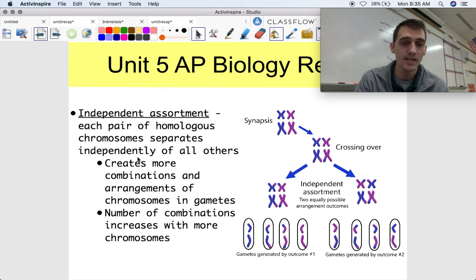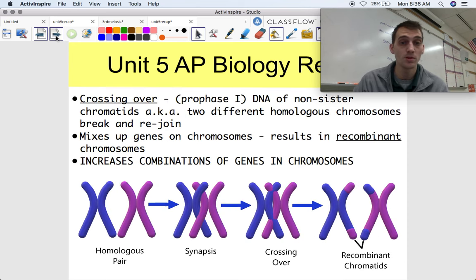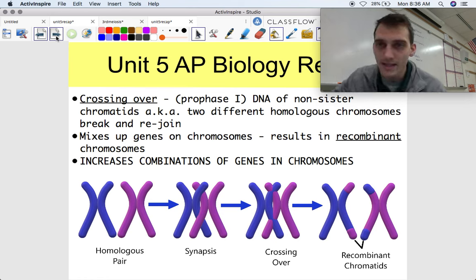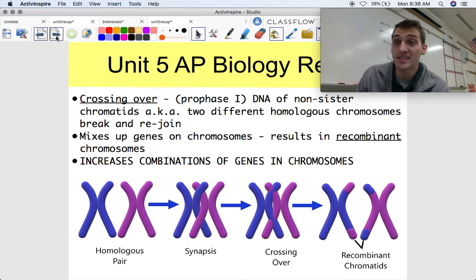Okay, and the number of combinations, as I said, increases with more chromosomes. If you recall, human beings have 23 pairs of chromosomes, which means that you can line up the chromosomes during metaphase 2 in 2 to the 23rd different ways, which ends up being about 9 million different ways to align the chromosomes. All right, and that means there are 9 million different ways that the gametes can inherit chromosomes, which really increases the genetic variation.